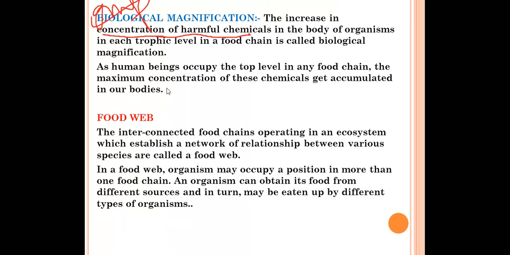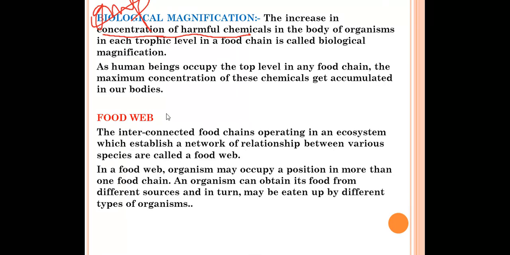As human beings occupy the top level in any food chain, the maximum concentration of these chemicals gets accumulated in our bodies. For example, farmers apply pesticides or weedicides in the farms. Those crops will get those chemicals. If we eat those crops, what will happen? Those chemicals will enter our body through the food chain, so the concentration of chemicals will be more in human beings.